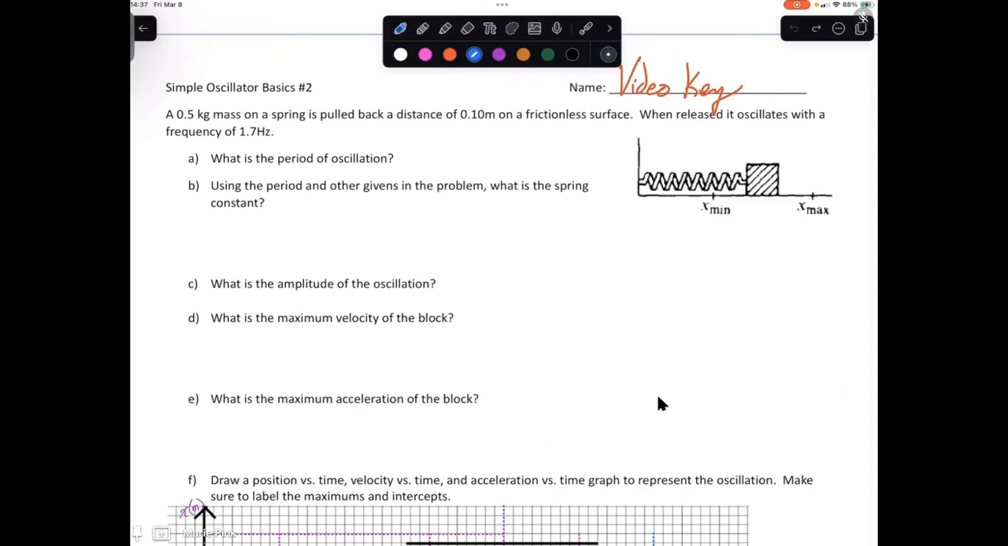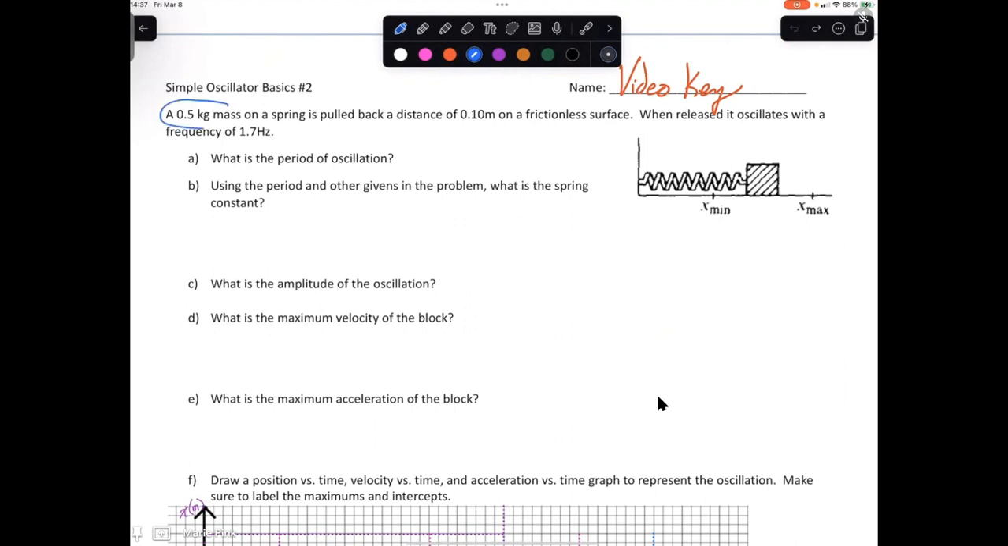Alrighty, so on this worksheet, this is called Simple Oscillator Basics number 2. We have a 0.5 kilogram mass on a spring and it's pulled back a distance of 0.10 meters on a frictionless surface. When released, it oscillates with a frequency of 1.7 hertz.